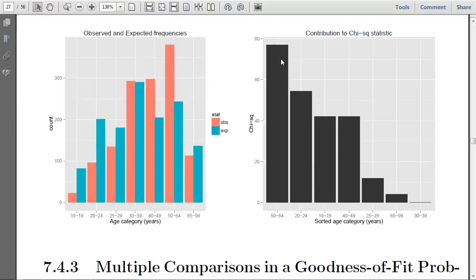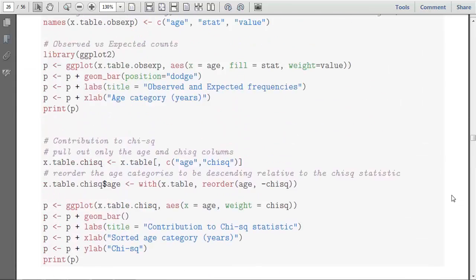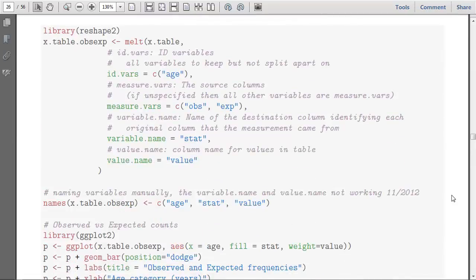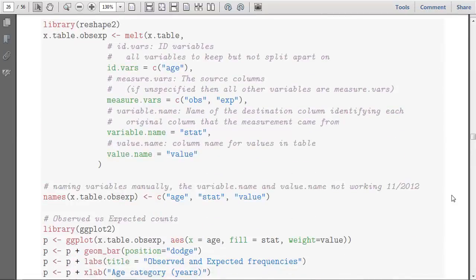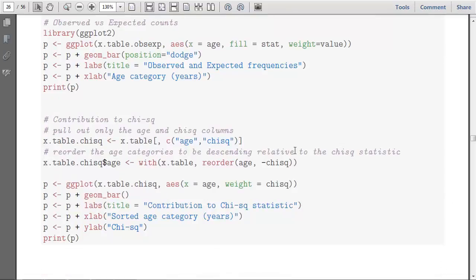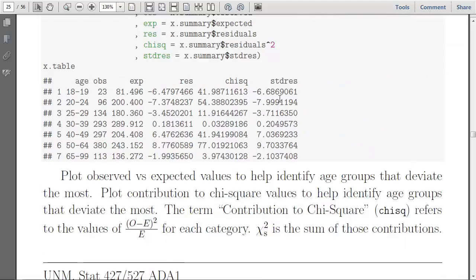So this basically gives us evidence for which are the biggest deviations from the expected. All right, so let's take a look at the code for this. Let's start with the second plot, because that one's super easy. No, we'll start with the first plot. All right. So let's look back at this table.